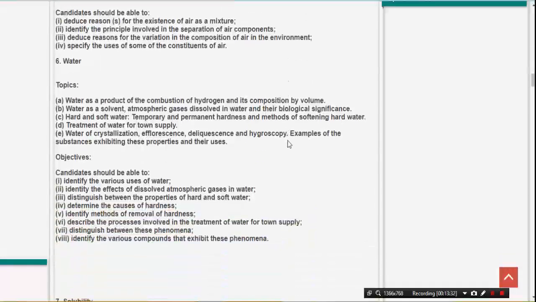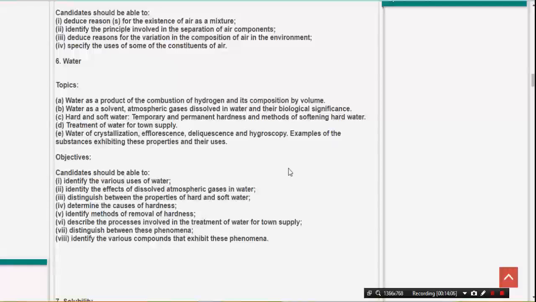Section 6 is water. The topics there are water as a product of the combustion of hydrogen and its composition by volume. Water as a solvent. Atmospheric gases dissolved in water and biological significance. Hard and soft water. Temporary and permanent hardness and methods of softening hard water. Treatment of water for town supply.